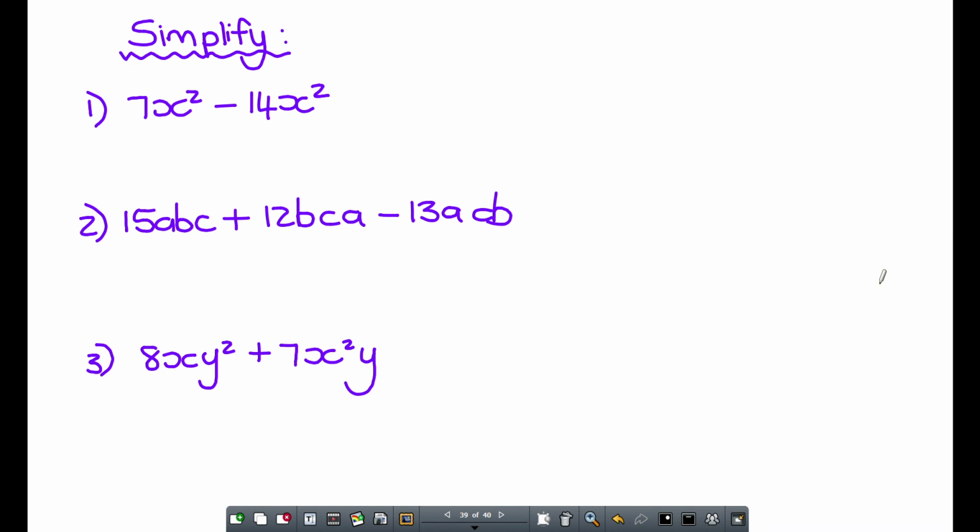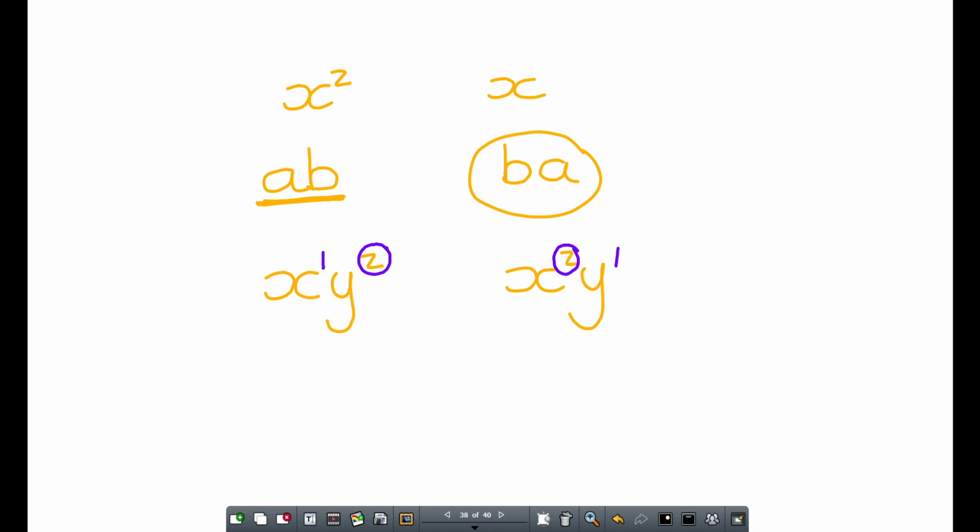You could start by simplifying these. We just spoke about like terms. Quickly have a look. Sorry, you guys, I'll skip back just now. That x squared and x are not like terms, right? Because they don't look exactly the same. So that won't be like terms. Then AB and BA, they would be like terms because they both have an A and they both have a B. This one is just shuffled around a bit. So that would be like terms.